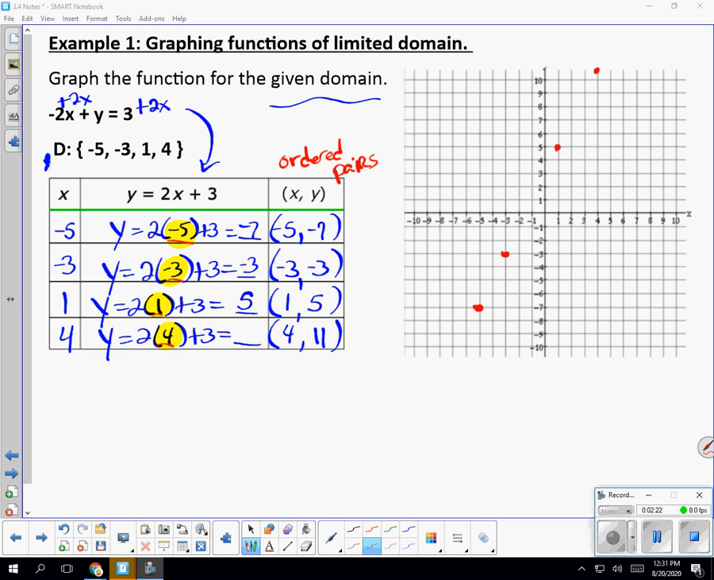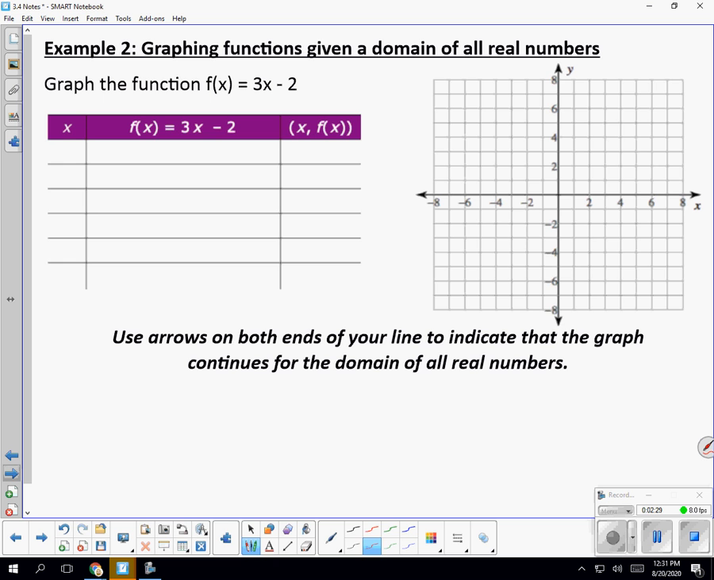Okay, this is a discrete graph because we were given the domain, so we will not connect these points. Our next example, we have a function given, we're going to have the given domain of all real numbers. Okay, so the given domain of all real numbers. That means we get to choose which numbers we decide to plug into our equation. Let's see, I'm going to choose the numbers -2, -1, 0, 1, and 2. I'm going to go ahead and plug those in, and we will see what numbers we get out for our ordered pair.